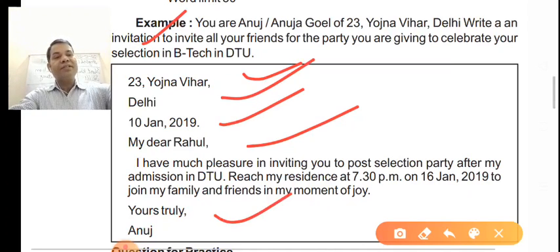Okay, dear students. So this is the way we write an informal invitation. It is written in the form of letters, but avoid writing receiver's address. You are not supposed to write receiver's address. Okay?